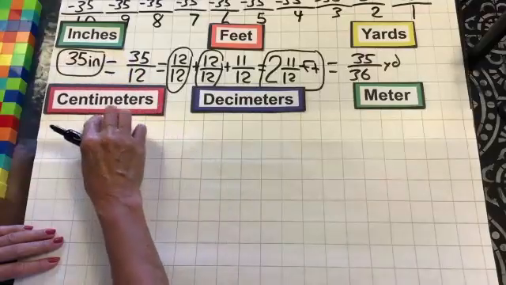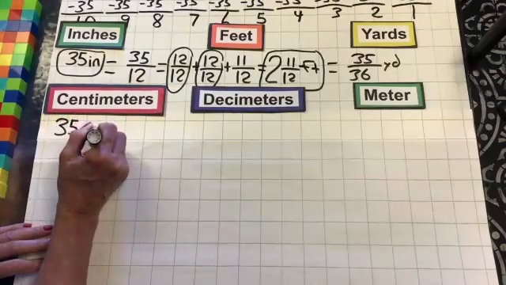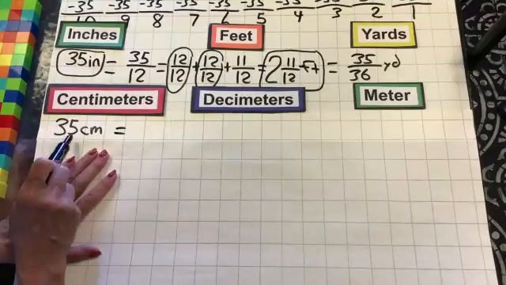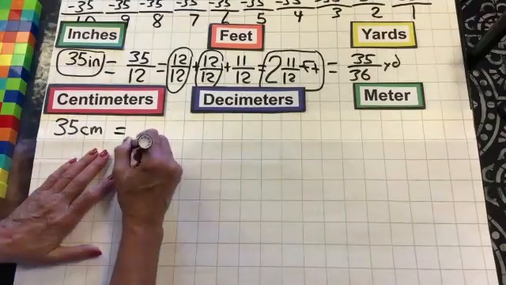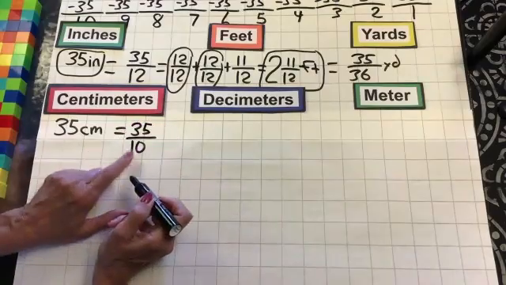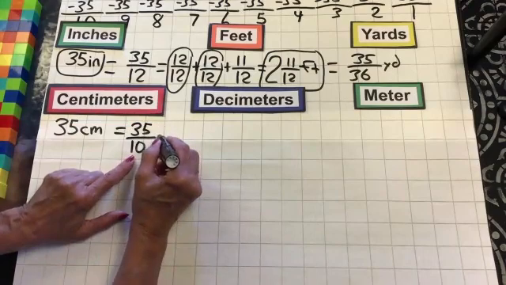All righty. Again, using our number of the day, 35 centimeters. And we're going to change that into decimeters. We know it takes 10 centimeters to make a decimeter. So we're going to put that over, making that an improper fraction. So we have 35 out of 10.